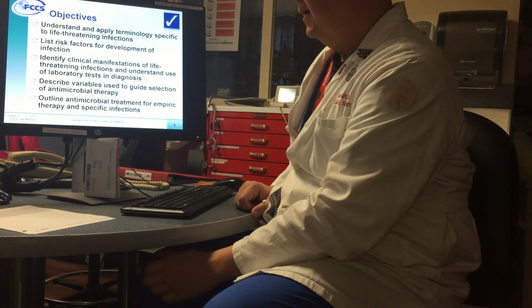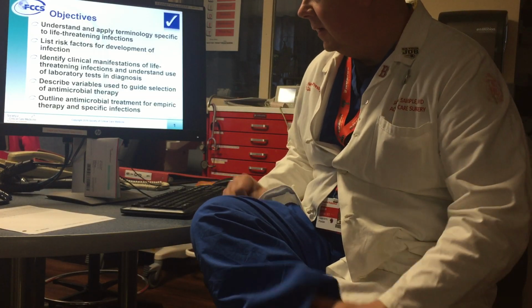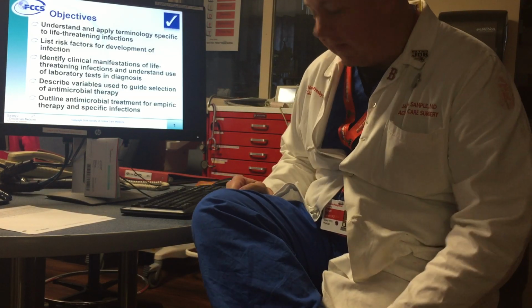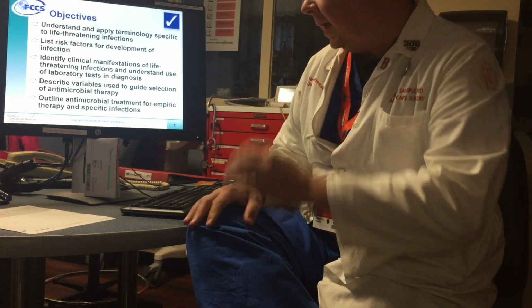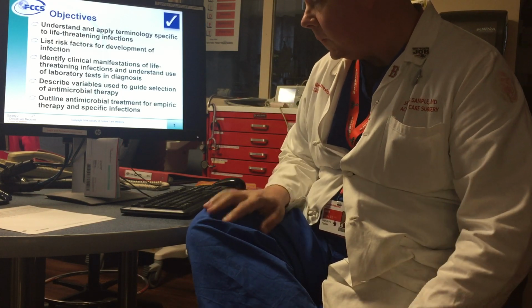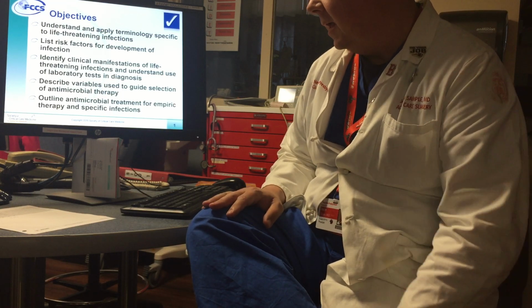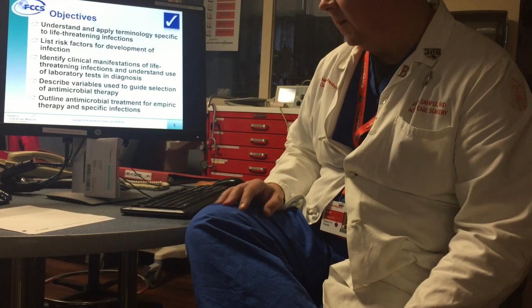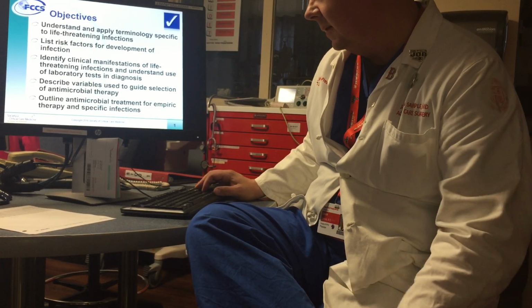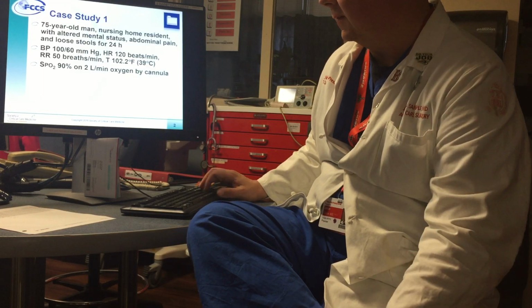All right, so today we're going to talk about life-threatening infections, diagnosis, and how to select drugs for them. We're going to understand and apply terminology specific for life-threatening infections. We're going to list some factors that affect the development of infection. We're going to identify clinical manifestations of life-threatening infections. We're going to describe variables used to guide selection of antimicrobial therapy. And we're going to outline antimicrobial treatment for empirical therapy of some specific infections.